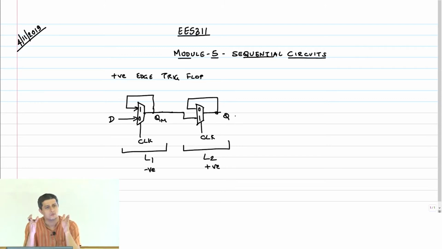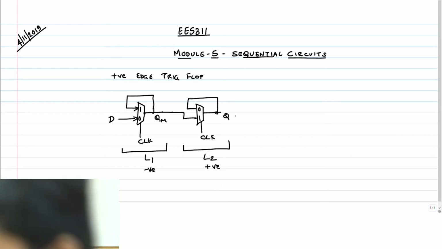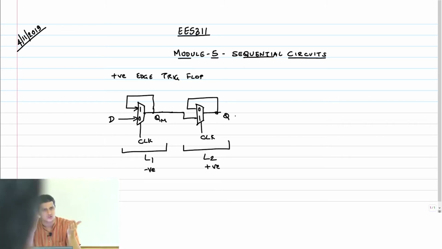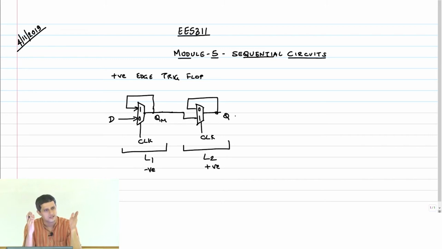So the key idea was data that you sample on the positive edge should be held for the entire period of the clock. So it is being held in two steps. The first half data is being held by L1, where L2 is transparent. Second half, L2 is opaque and it is holding the data, and L1 becomes transparent. Okay, this is how we analyze this.